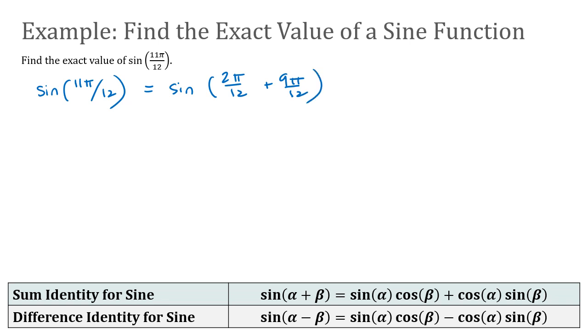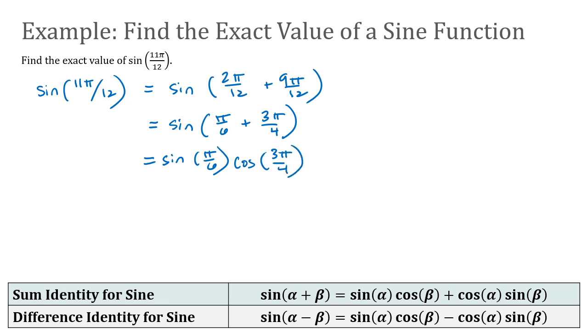Now that's just what came into my head. There are other options, and I would encourage you to try those other options and just confirm that you get the same answer as me. I'm going to rewrite 2 pi over 12 as pi over 6 and 9 pi over 12 as 3 pi over 4. So using the sum identity for sine, I'm going to say that this is equal to the sine of the first angle, which is pi over 6, the cosine of the second angle, which is 3 pi over 4, plus the cosine of the first angle, pi over 6, times the sine of the second angle, 3 pi over 4.